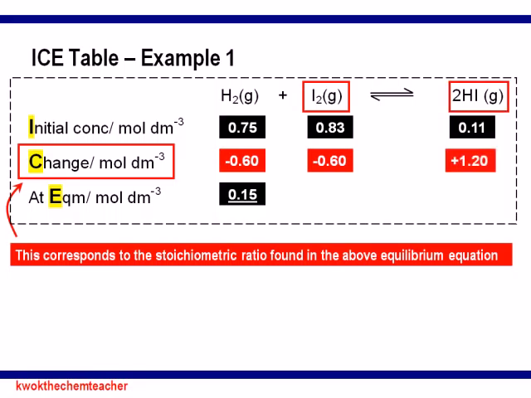However, since the mole ratio of hydrogen and hydrogen iodide is 1:2, the change will be an increase of 1.20 mole per dm cube. Now to find the equilibrium concentration for iodine is simply 0.83 subtract 0.60 to give us 0.23 mole per dm cube. And the equilibrium concentration for hydrogen iodide will be 0.11 plus 1.20 to give me 1.31 mole per dm cube.